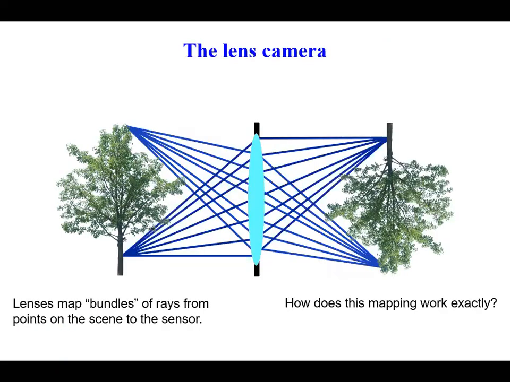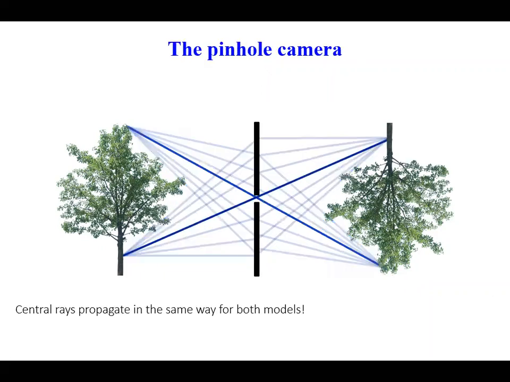Assuming now that I don't have the pinhole and I have a lens camera, how will things work? Lenses will map bundles of rays from points on the scene to the sensor. How will this exactly work? It works very similar to the pinhole in some sense, as we will see right now.